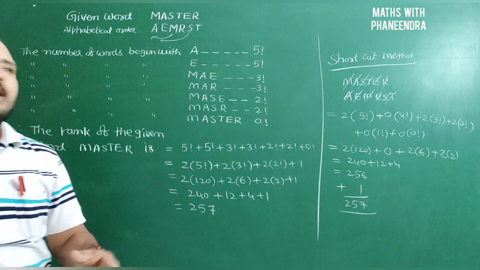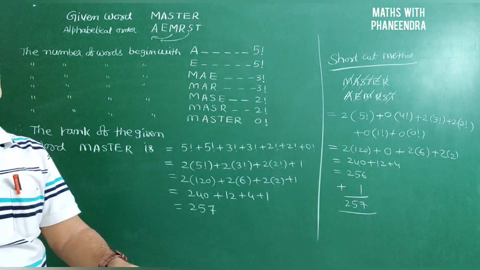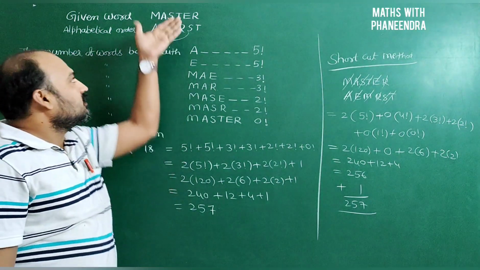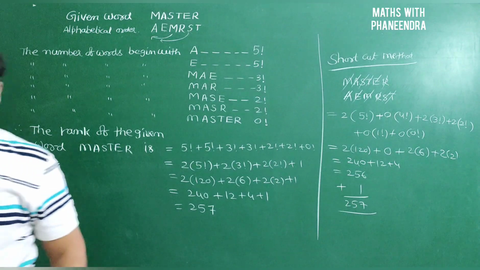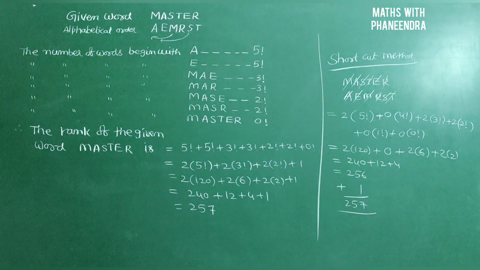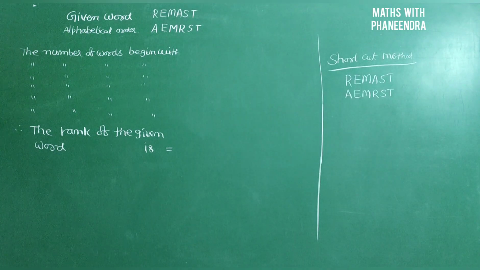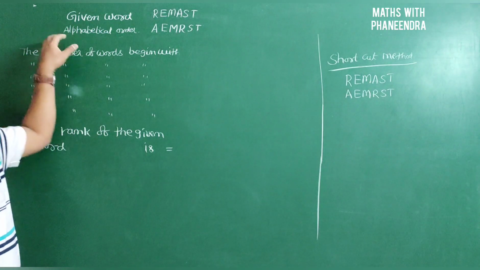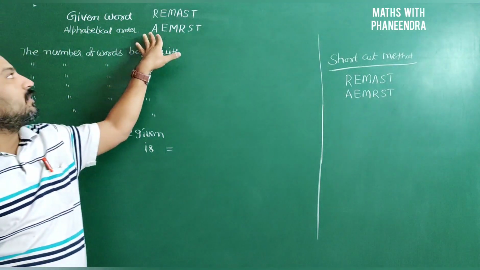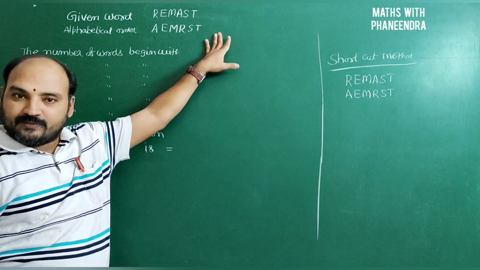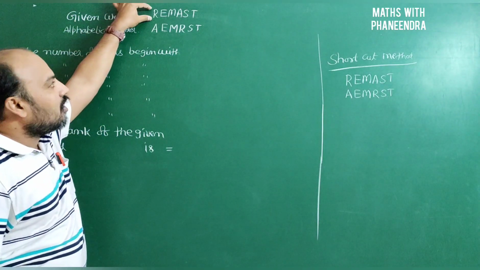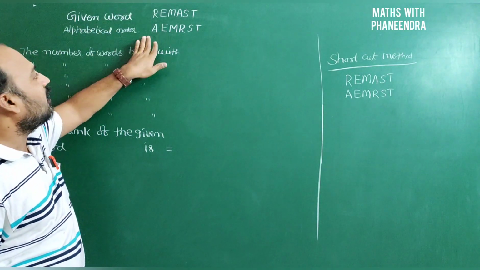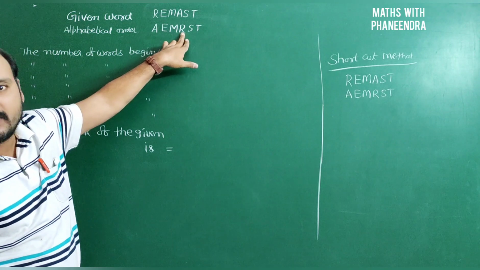I will explain another word, REMASK. Just we will change it. The next word is REMASK. Arranged in the alphabetical order, it will become A-E-M-R-S-T. In the given word, R is in the first place. In the alphabetical order, it is in the 4th place.